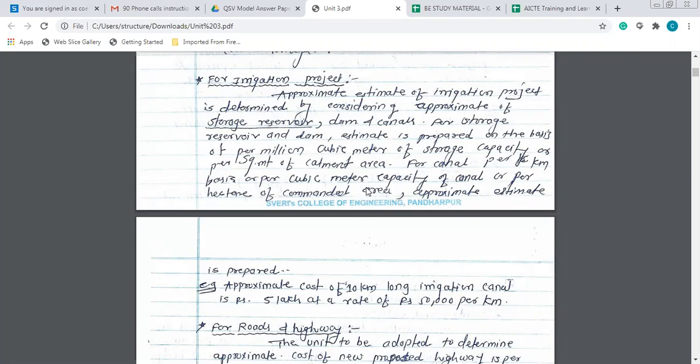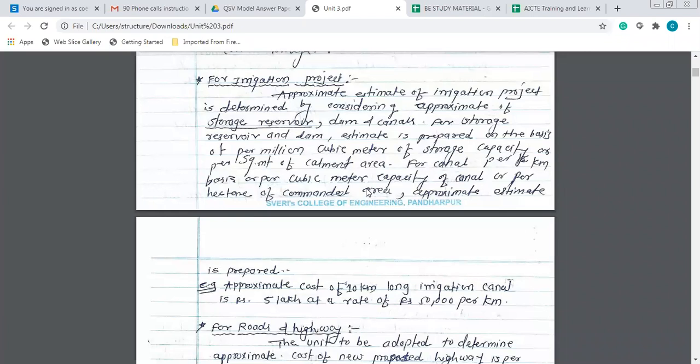So TMC stands for 1,000 million cubic feet. How much is it? 1,000 million cubic feet. And 1 TMC is approximately, I am not sure, around 28 lakh liters somewhat. I don't know the exact figure, but it is around 28 lakh liters somewhat. You can check it on the internet also if I'm wrong.